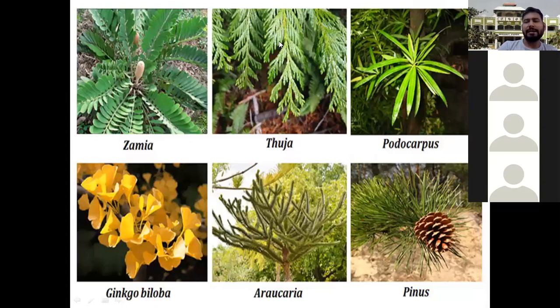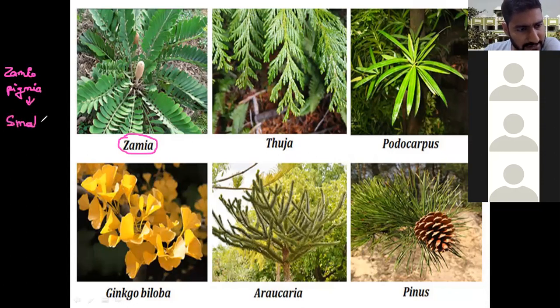Again, an example of the gymnosperm, Zamia pygmaea. Do you know the feature of Zamia pygmaea? What is the feature? Anyone? Very good, Subhalakshmi. Smallest gymnosperm. Zamia pygmaea is the smallest gymnosperm.